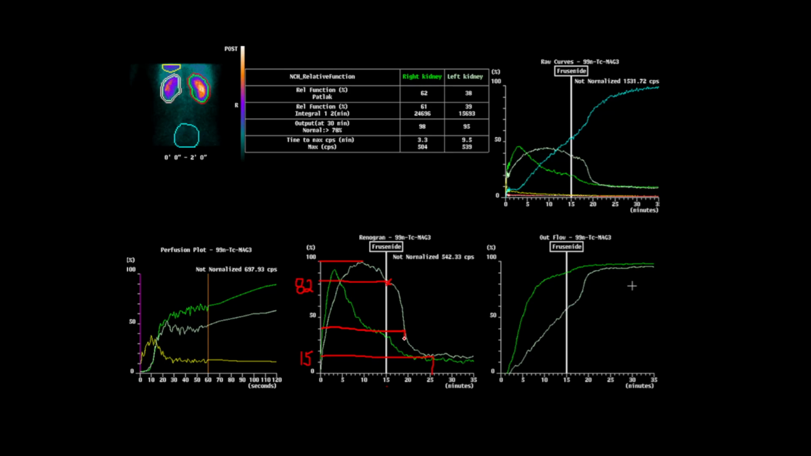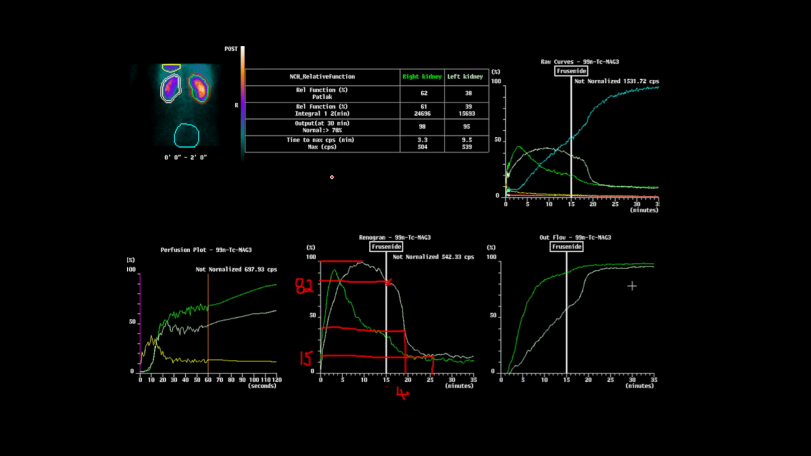So how many minutes is that? There, that's let's say 19 minutes, so that's 4 minutes. So the clearance half time was only 4 minutes. So if the clearance half time is less than 10 minutes, that's normal. If the clearance half time is greater than 20 minutes, that's abnormal, indicates obstruction. And if the clearance half time is between 10 and 20, it's somewhat equivocal.